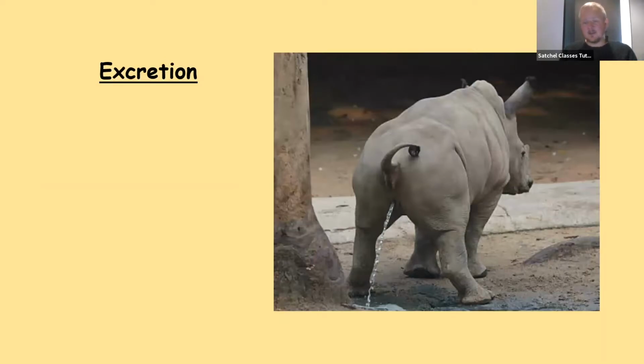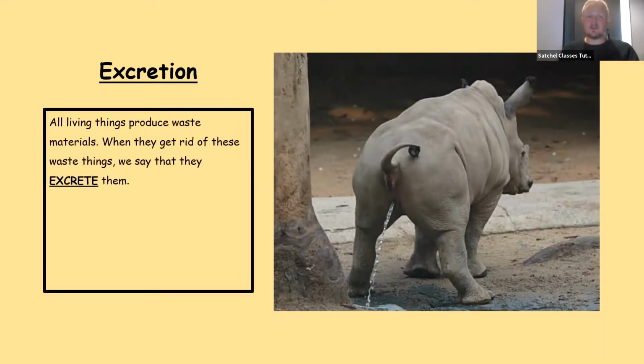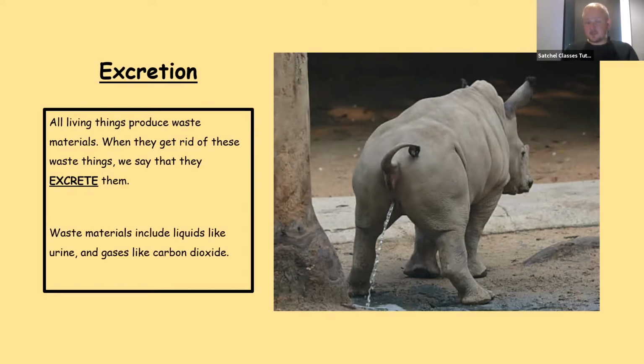Excretion. Bit of a grim video, but it perfectly matches what we're talking about. Excretion is the removal of waste products from the body or from the organism. All living things produce waste materials. When they get rid of these waste things, we say that they excrete them. Waste materials include liquids like urine and gases that we breathe out like carbon dioxide.